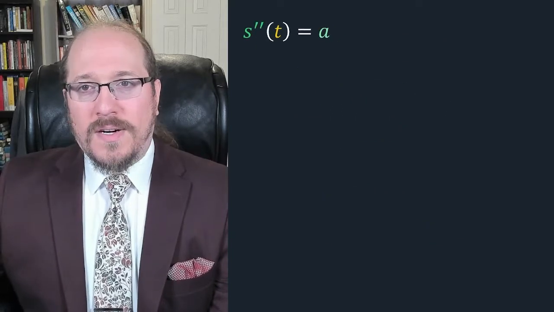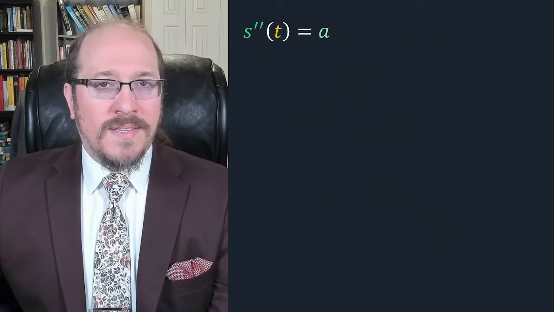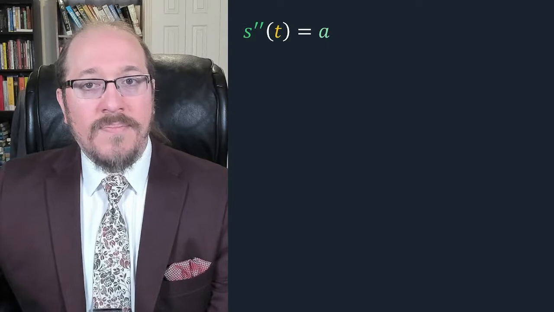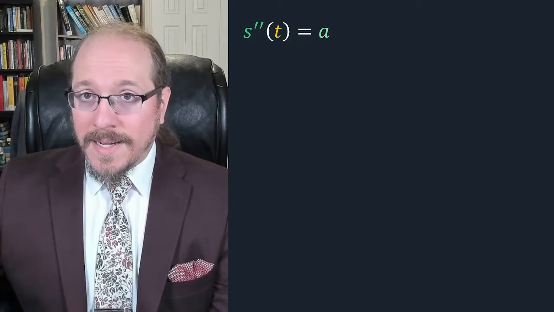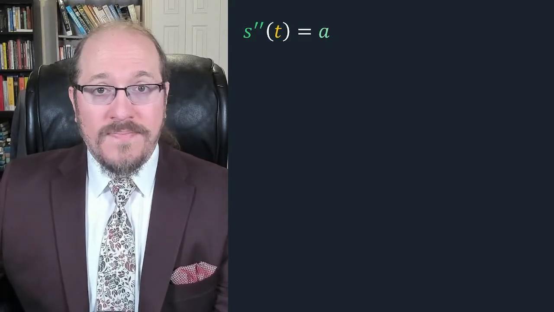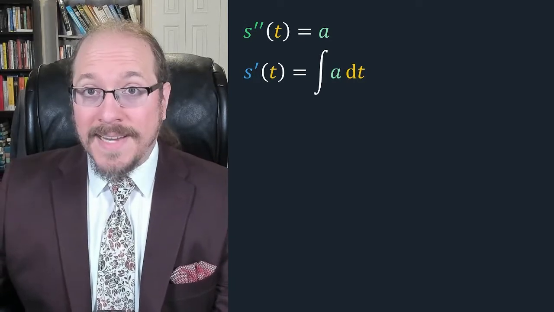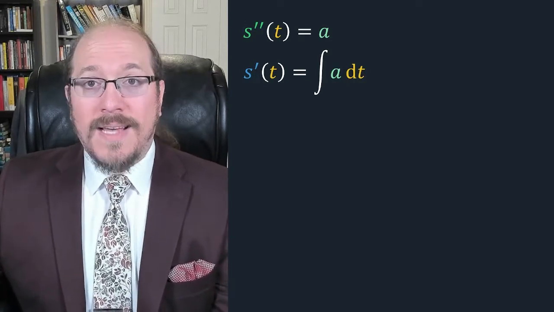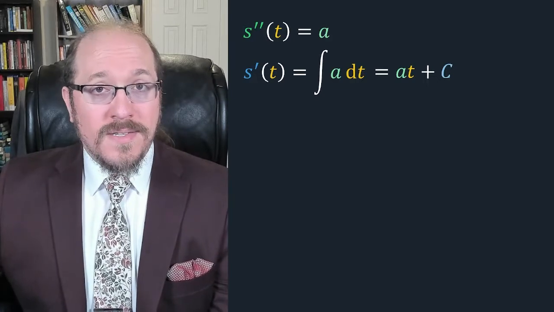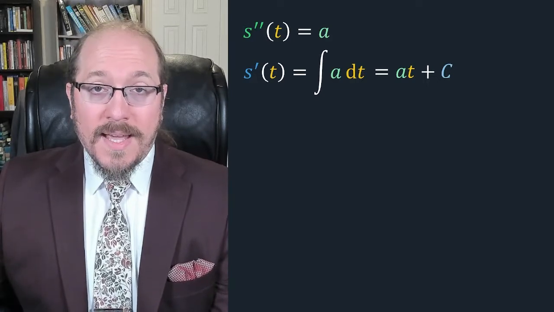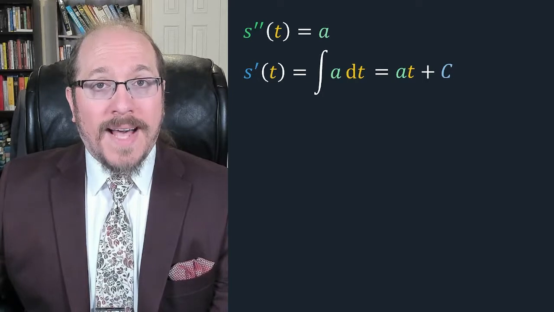Okay, first of all, since acceleration is the derivative of velocity, velocity is an antiderivative of acceleration. The most general antiderivative of a, that is, the indefinite integral, is a times t plus some constant c. If we differentiate that, we will in fact get a.